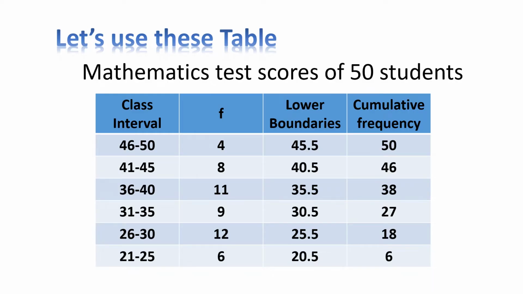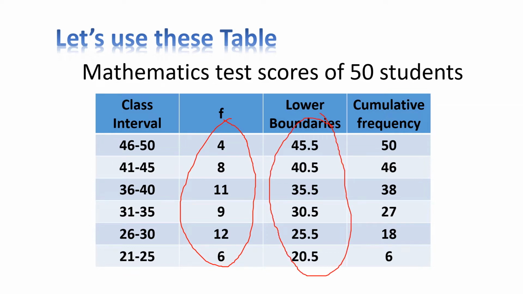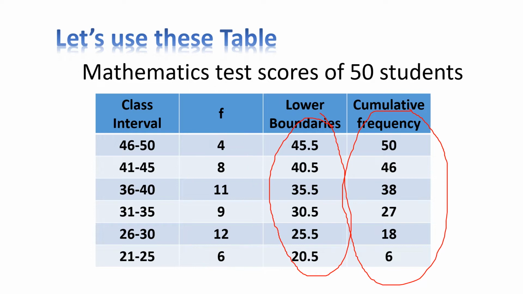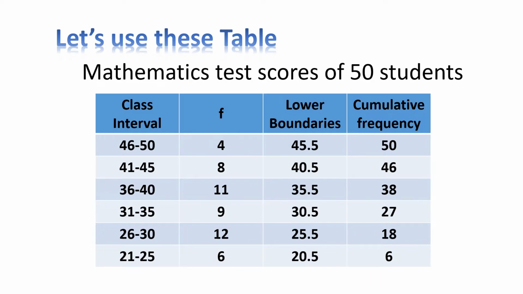Okay, so for the examples that we will discuss today, gagamitin natin yung ating table, mathematics test scores of 50 students. Now, ang N natin is 50. At saan natin kukunin yung frequencies? Dito sa column na to. And then yung lower boundaries, dito makukuha. And then yung cumulative frequency is depende, kasi ang kailangan natin ay cumulative frequency below. Pero dyan din siya makukuha sa column na yan.